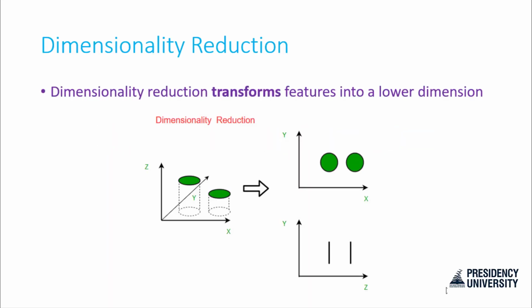Dimensionality reduction. Dimensionality reduction is the process of transforming features into lower dimensions. We'll take an example of a cylinder which is in 3D. This can be converted into 2D by taking circle and lines. This process is called dimensionality reduction.